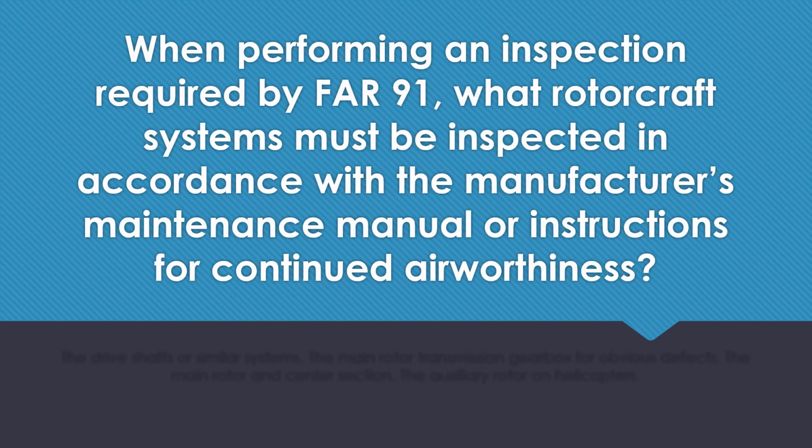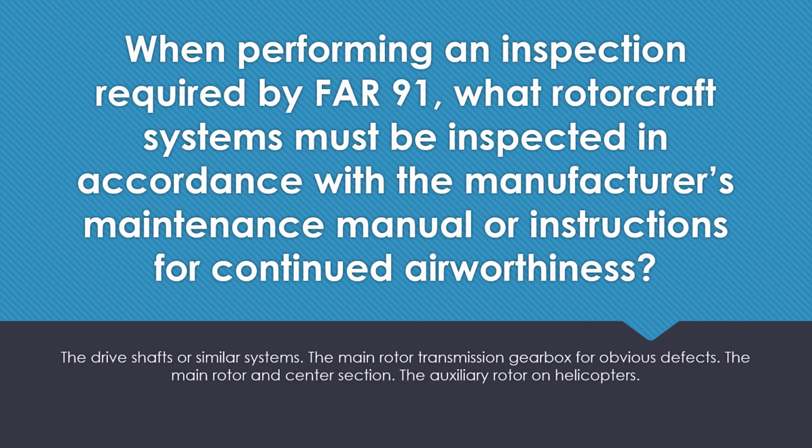When performing an inspection required by FAR 91, what rotorcraft systems must be inspected in accordance with the manufacturer's maintenance manual or instructions for continued airworthiness? The drive shafts or similar systems, the main rotor transmission gearbox for obvious defects, the main rotor and center section, the auxiliary rotor on helicopters.